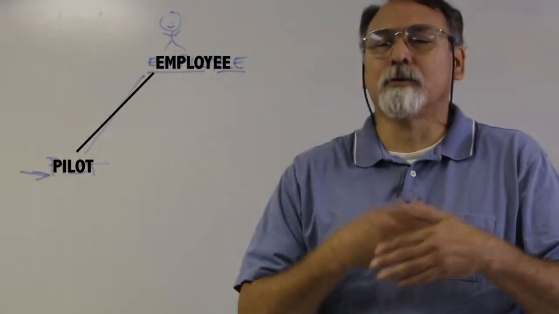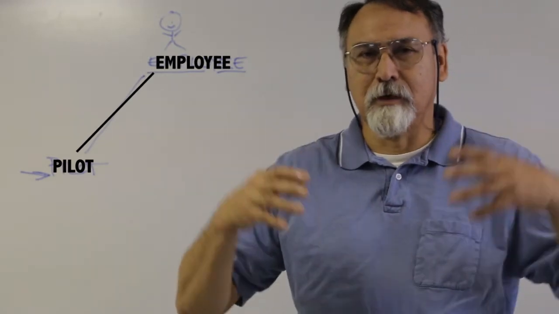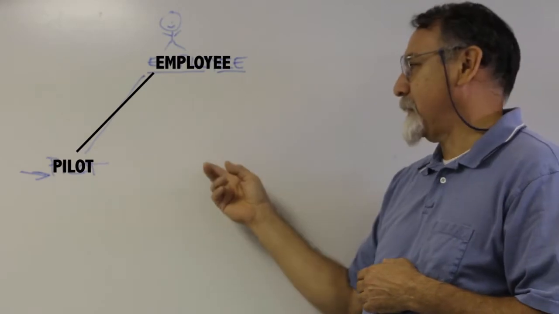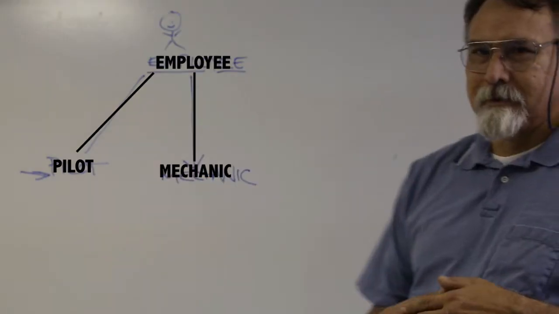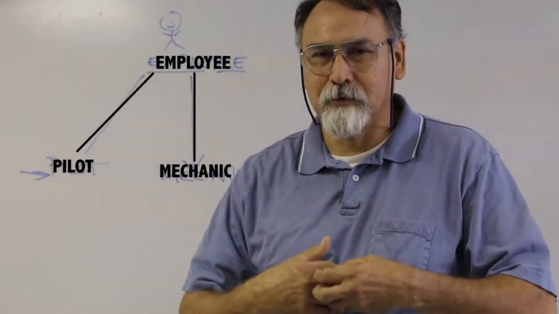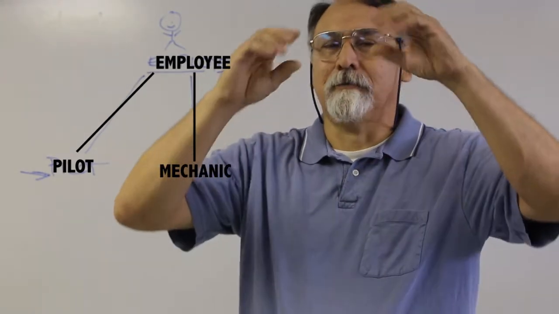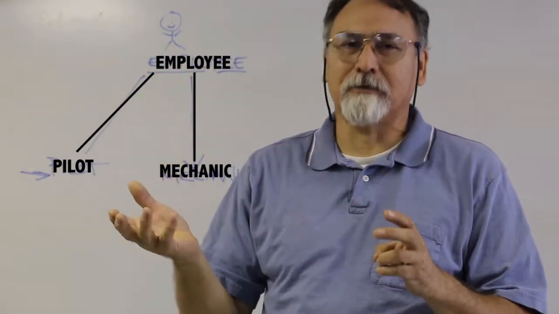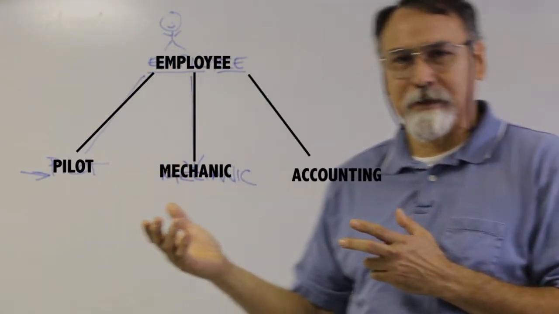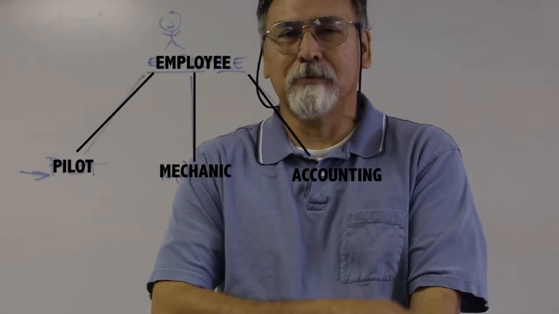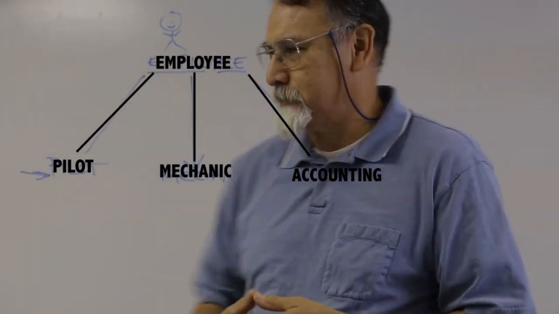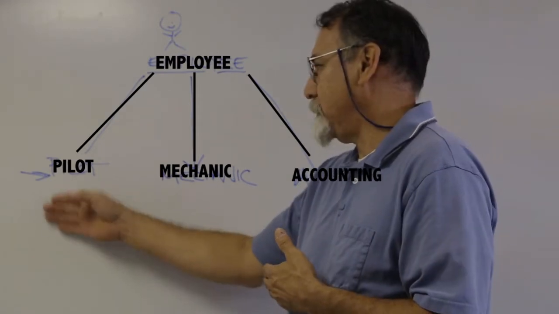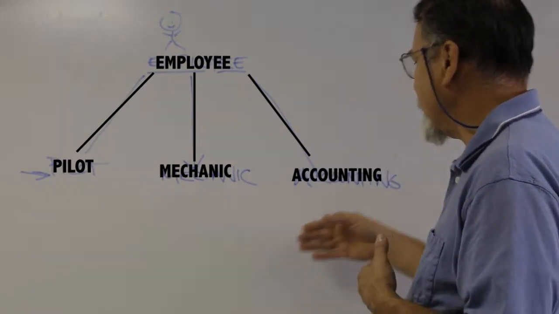And as we continue with this evolution of employee and subcategories, we can also say that you would have another subcategory called mechanic. And continuing with this process of generic, everybody has it, then the pilot and the mechanic, I'll introduce another subcategory called the accounting team. All employees have common identifiers. So all employees will have certain identifiers that are unique to the pilot, the mechanic, and the accounting.